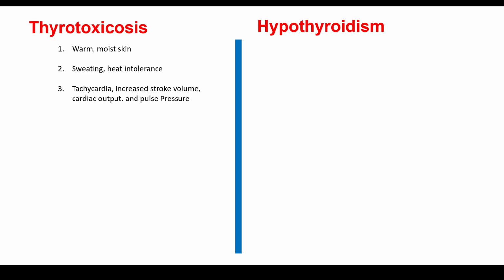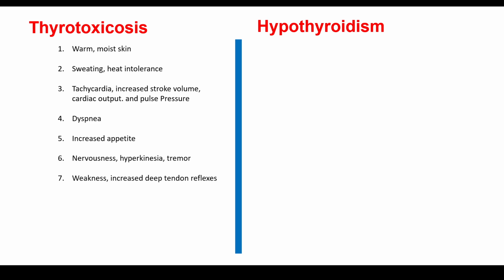And when you examine, there will be an increase in the heart rate, an increase in the stroke volume as well as the cardiac output, and also the pulse pressure will be more. There will be difficulty in breathing, an increase in the appetite, the patient will eat more food, and they will be nervous, there will be hyperkinesia as well as tremors in the hands, and there will be weakness and an increase in the deep tendon reflexes.